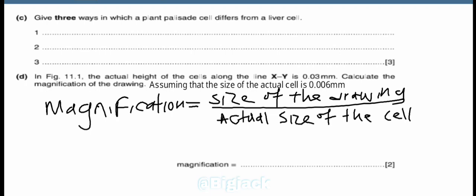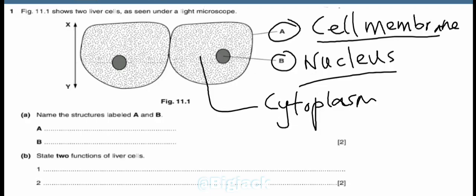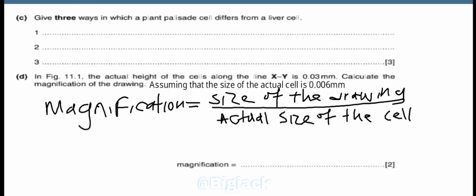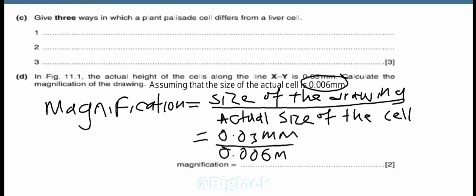Now, to answer this one, we have been given the height of these two cells from X up to Y, which is approximately 0.03 millimeters. Meaning this one is the size of the drawing. So the size of the drawing here is just going to be 0.03 millimeters. Then the actual size of the cell is this one here, which is 0.006 millimeters. So millimeter and millimeter are going to cancel each other.